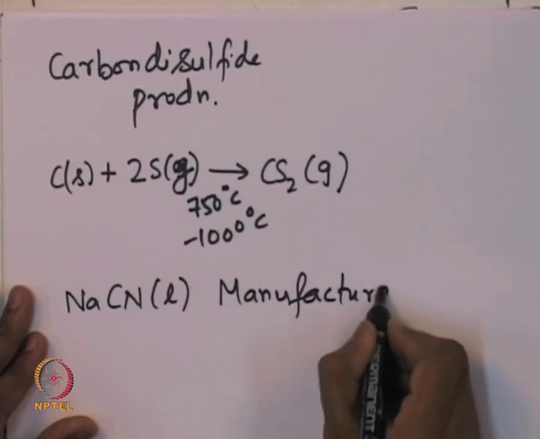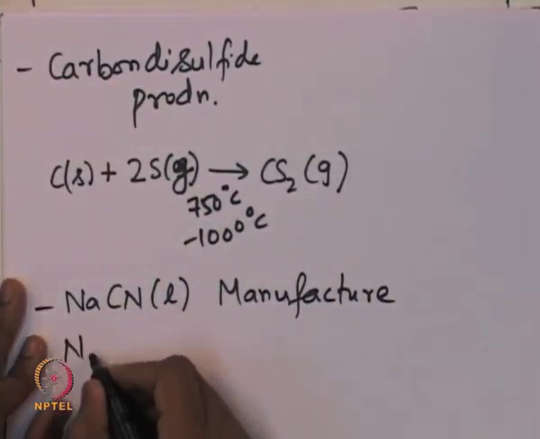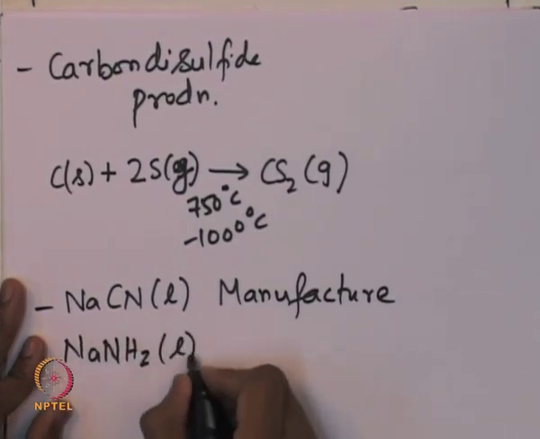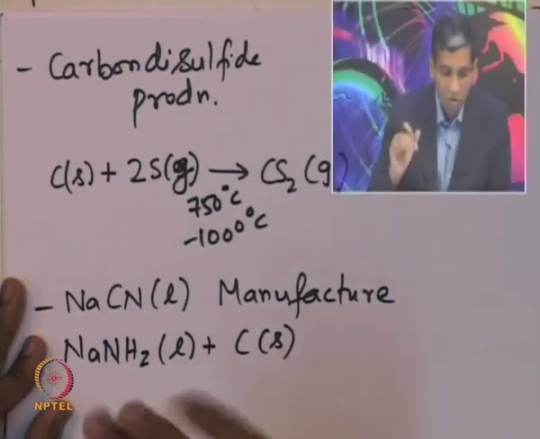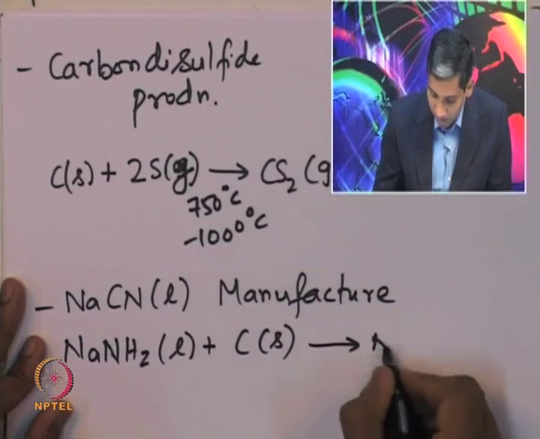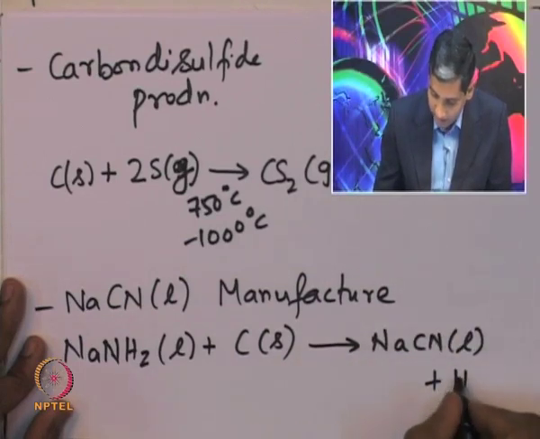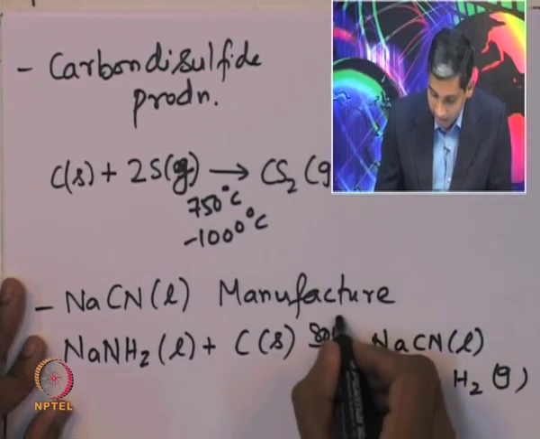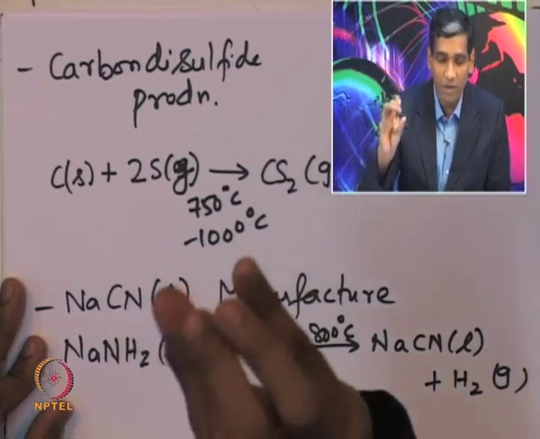Sodium cyanide manufacture, and the reaction scheme is: sodium NaNH2, in the liquid form, reacts with the solid carbon core, and that leads to the formation of NaCN in liquid, and it liberates hydrogen. So, that is the reaction scheme, and it is typically conducted at 800 degrees C. So, that is another example where the core actually shrinks and eventually it disappears.